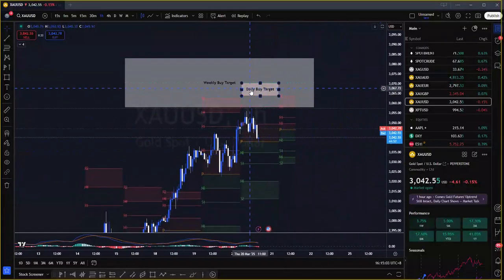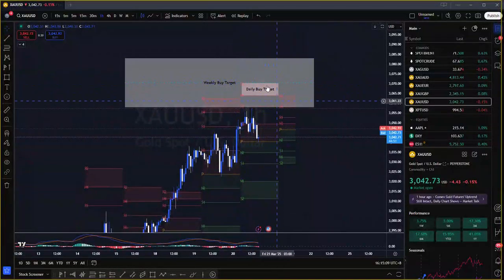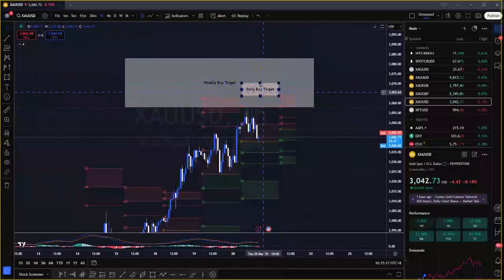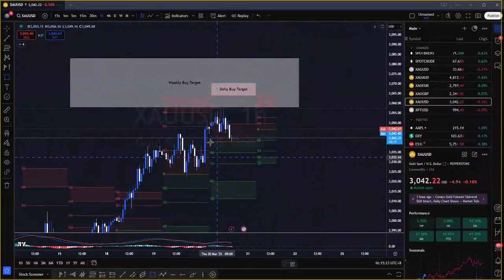You can see that the daily buy target coincides with our weekly buy target. So this potentially is a strong take profit zone. So if you're in a position sometime today and prices do in fact get up into this level, this is where you'll be looking to take profit. Okay, so right now we are looking for buys.